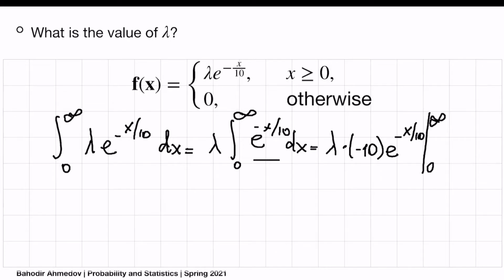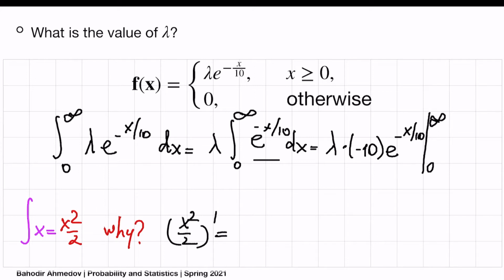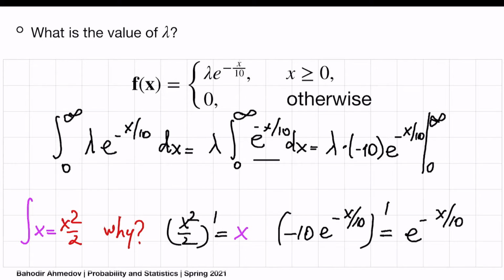Well, let me explain. So for example, what is the antiderivative of x? X squared over 2. Why? Because if you take the derivative of x squared over 2, you're going to get x, right? The same is here. So the antiderivative of e to the power of minus x over 10 is equal to minus 10 e to the power of minus x over 10, because if you take its derivative, it's going to be e to the power of minus x over 10. Okay? So now we're going to continue our calculations.